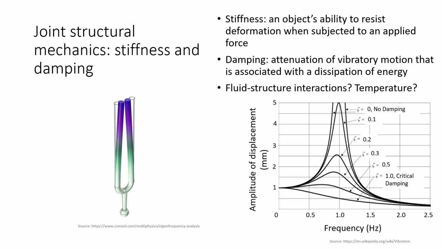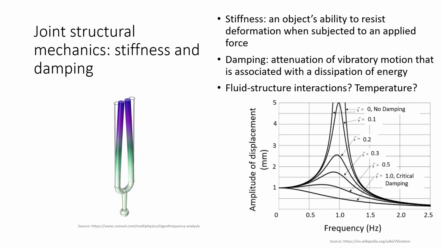So in structural mechanics, there are two properties that are of the utmost importance to this project. The first is stiffness, which is an object's ability to resist deformation when it's subjected to an applied force. And the second is damping, which is the attenuation of vibratory motion that is associated with the dissipation of energy.